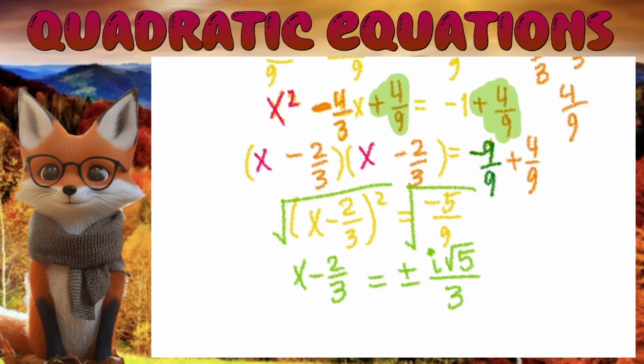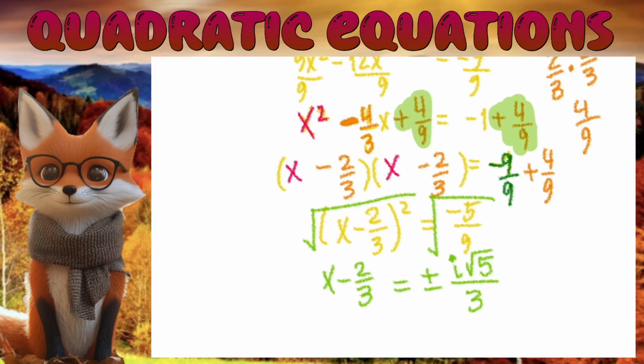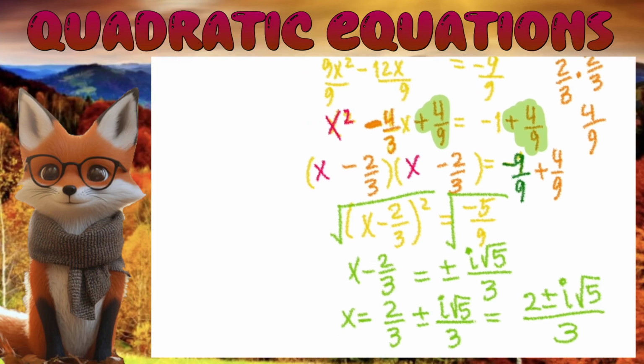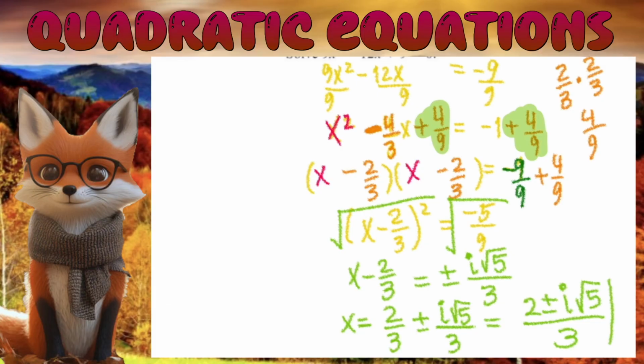Last step, getting x alone. I'm going to bring over that 2/3. I'm going to add 2/3. So x equals, I'm going to put it in front, 2/3 plus minus i square root 5 over 3, which could also be written as 2 plus minus i square root 5 all over 3. Same idea. Okay? There you go.